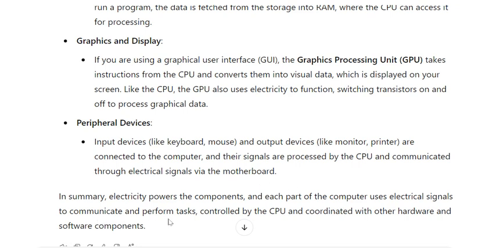In summary, electricity powers the computer, and the computer uses electrical signals to communicate and perform tasks controlled by the CPU and coordinated with other hardware and software components.